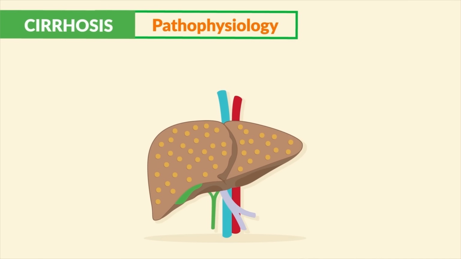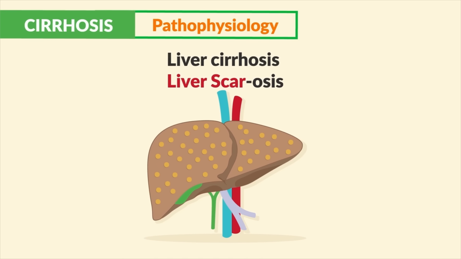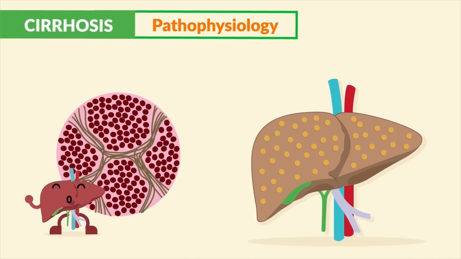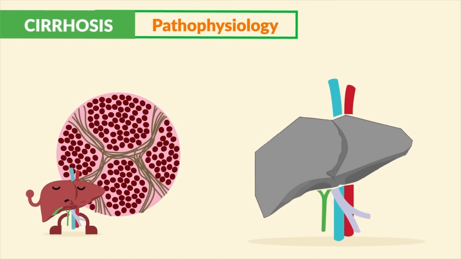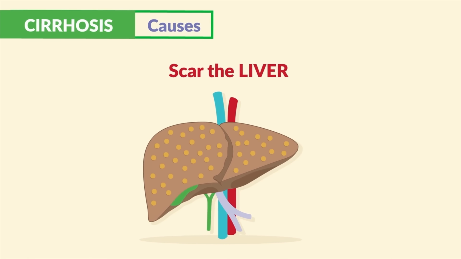So the pathophysiology is simple. In liver cirrhosis, just think scarrosis for cirrhosis. Normal healthy tissue gets replaced with scar tissue, making the liver hard like a rock. Now, what causes this? Well, think about it here. Anything that can scar the liver in scarrosis.